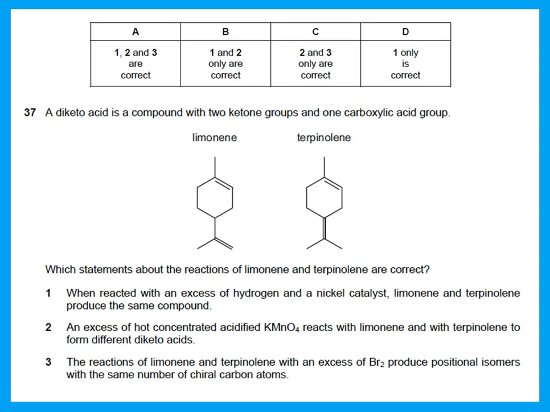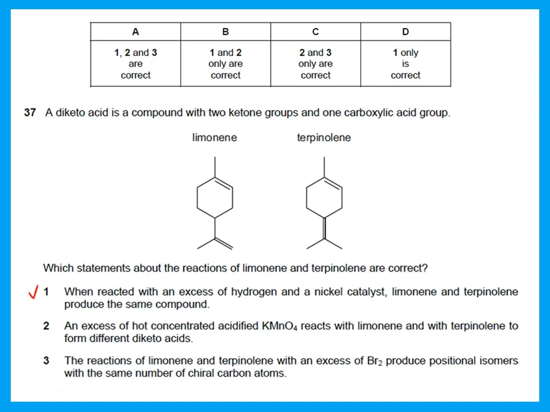A diketo acid is a compound with two ketone groups and one carboxylic acid group. Which statements about the reactions of these compounds are correct? The first statement says, when reacted with excess hydrogen and nickel, they produce the same compound. Well, what does hydrogen and nickel catalyst do? It reduces the double bond. So the double bonds are removed and we have hydrogens instead of them. You can see that the two molecules, if I remove the double bond, will form the same compound.